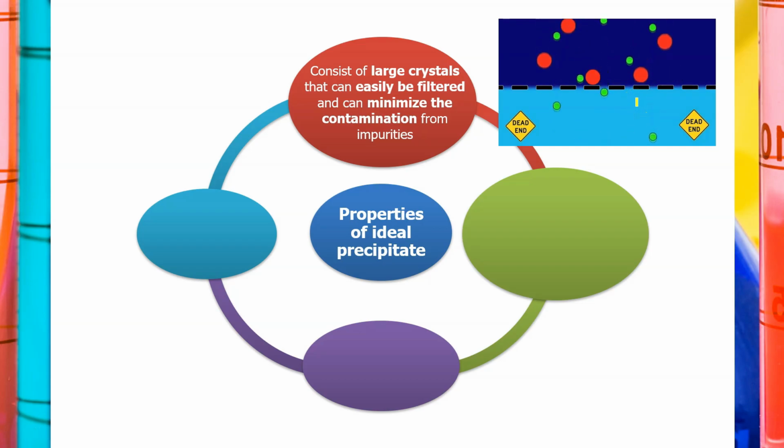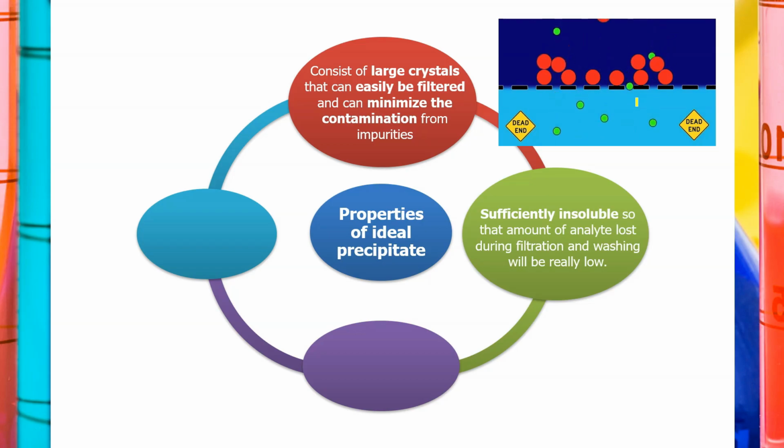The second property of an ideal precipitate is that the precipitate must be sufficiently insoluble so that the amount of analyte lost during filtration and washing will be really low. It means that the product that will be produced must not react with the washing agent, because when it reacts with the washing agent, it can dissolve in the solution and go through the filter paper.